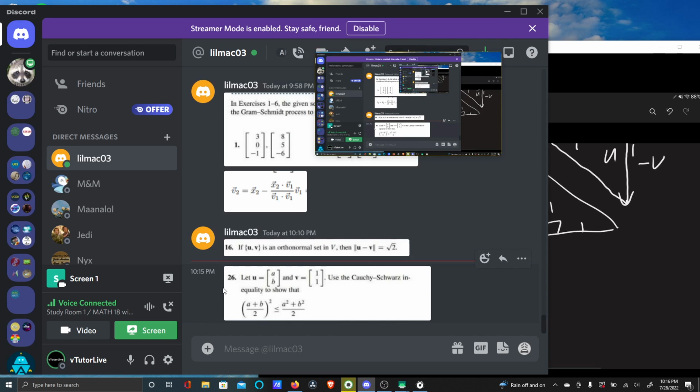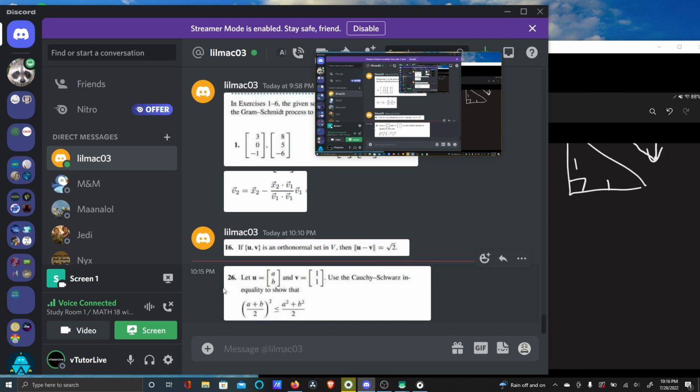Ah, Cauchy-Schwarz. Do I even remember what the Cauchy-Schwarz inequality is? It's one of the most famous and most widely used inequalities. It's just been a while. So the question is, u is equal to (a, b), v is equal to (1, 1). Use Cauchy-Schwarz to show that ((a plus b) over 2) squared is less than or equal to (a squared plus b squared) over 2.